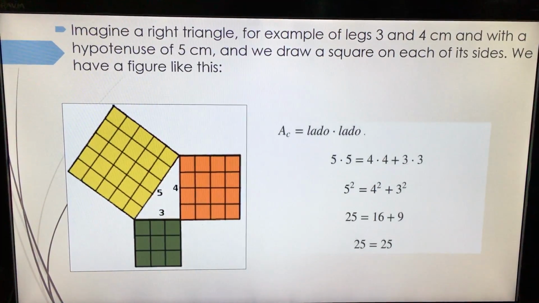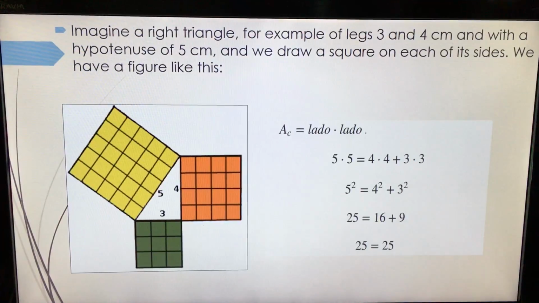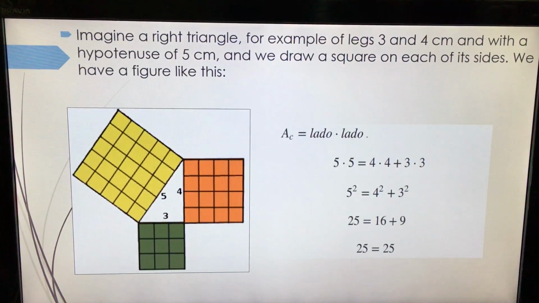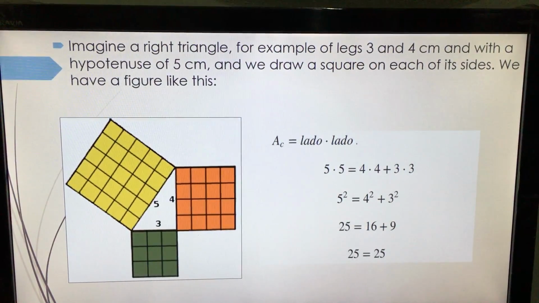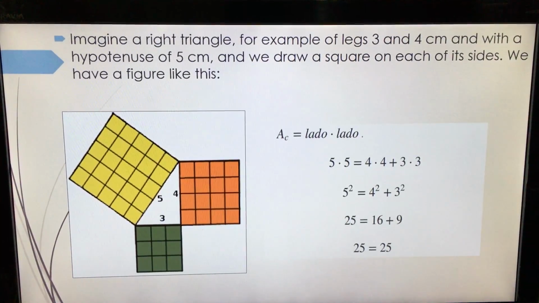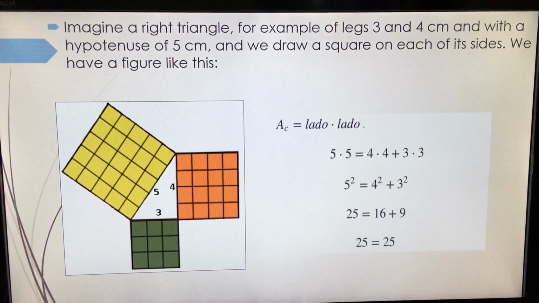As we can see, to calculate the area of the squares, we square the length of the hypotenuse in each case. So we can affirm that in a right triangle, the square of the hypotenuse is equal to the sum of the squares of the legs. This relationship is known as the Pythagoras theorem.